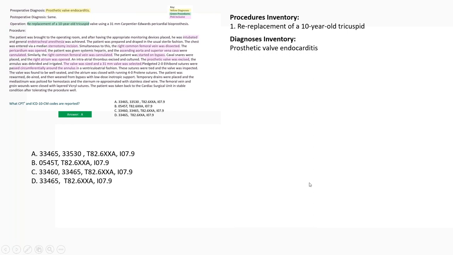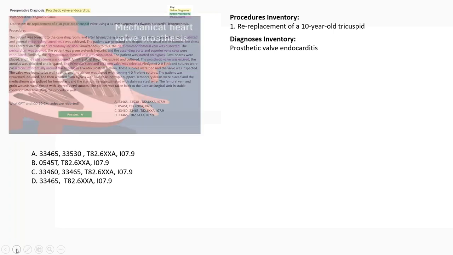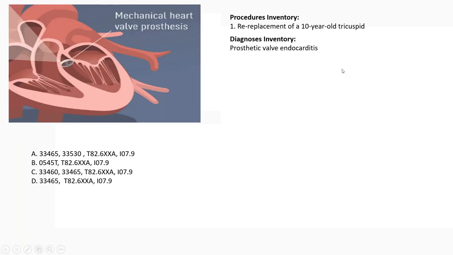So coders, do you know what is an endocarditis? Do you have any idea on endocarditis? Yes, there's a diagrammatic image. Now the endocarditis is actually a life-threatening inflammation of the inner lining of the heart chambers and the valve, which is known as the endocardium. So when you're having a prosthetic valve endocarditis, it means the inflammation will be inside the prosthetic valve. So that's the diagnosis we had in the scenario.